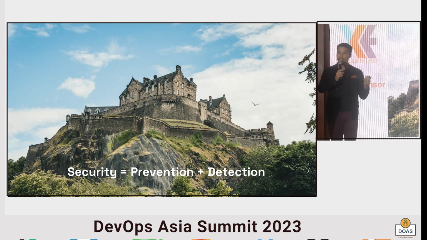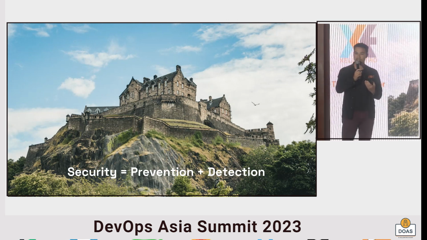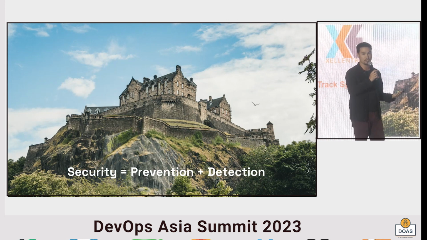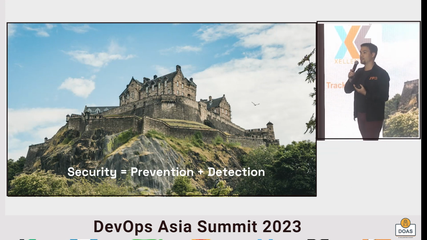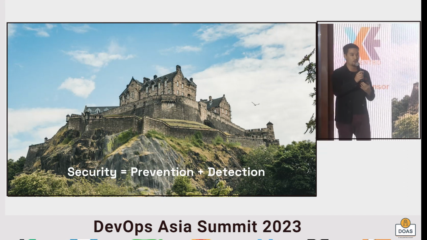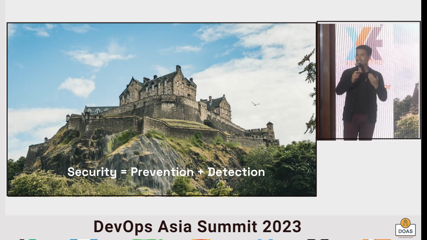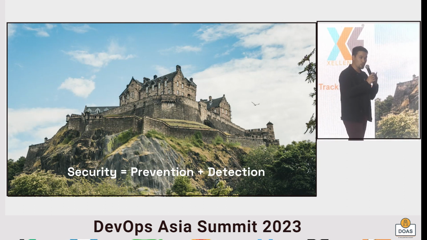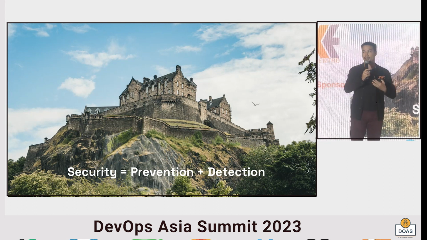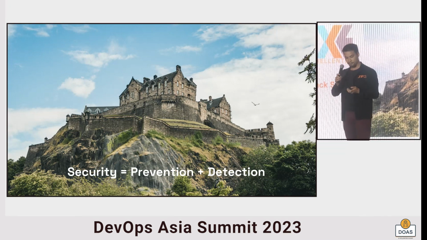But of course, in case your preventive measures are not enough, you would like to implement some detection: the ability to be alerted when something bad is happening. Do you have some kind of alarms? Do you have people that are watching? In case someone managed to break into your defensive measures, you are able to detect and actually react.